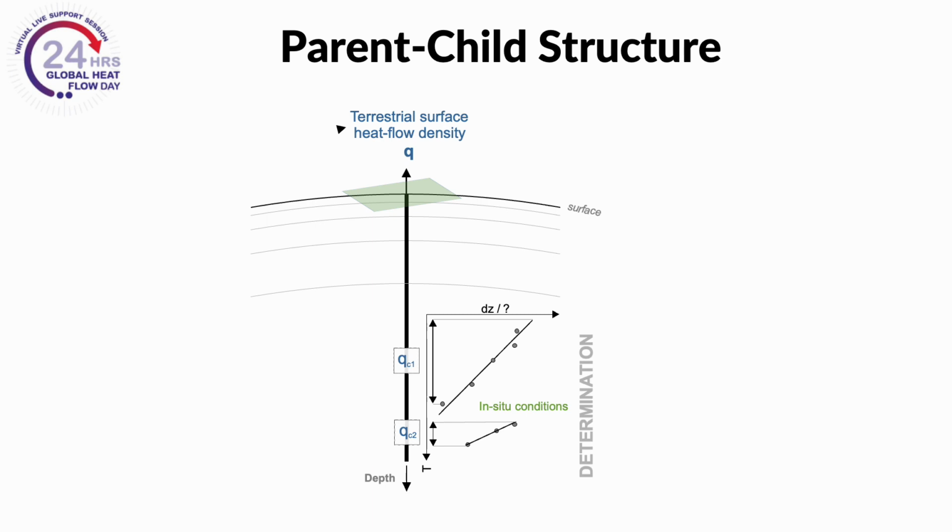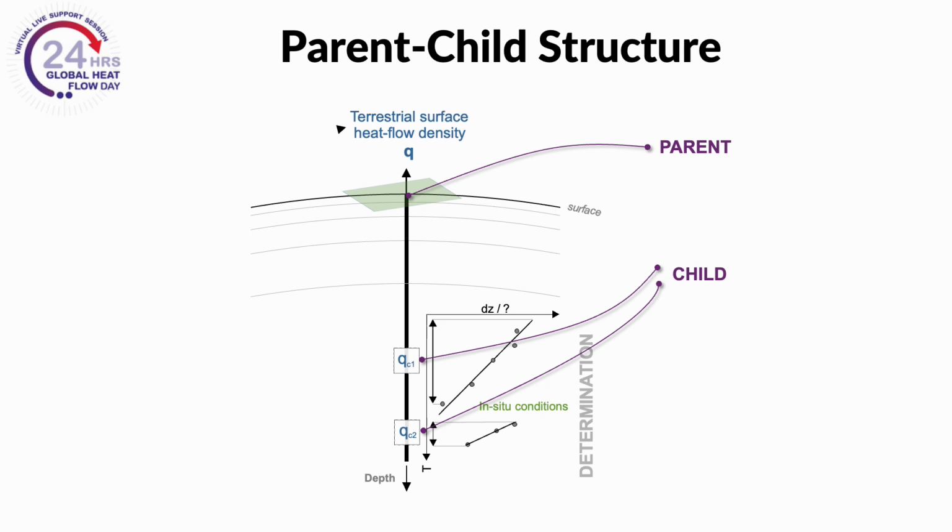A decision must be made to determine which one is used as the representative heat flow value for that location. This decision depends on the quality and completeness of the various data points. The chosen value is known as the parent. For this figure, these two are the children, and this one is the parent.